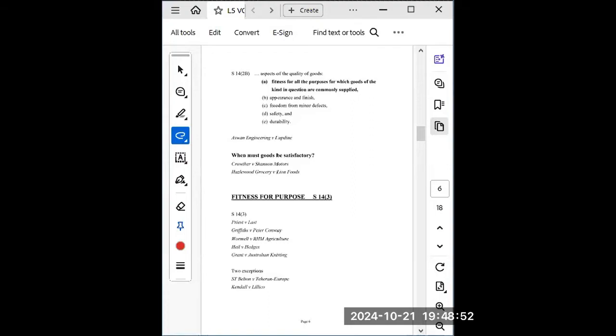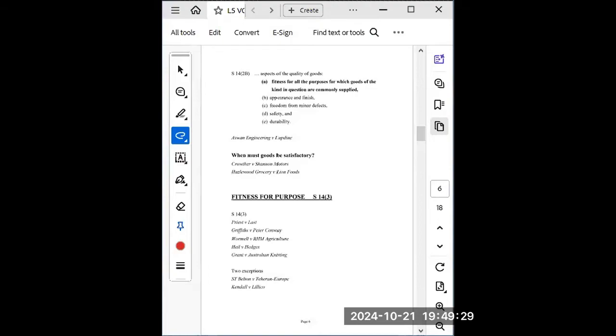The case authority is Teheran-Europe against S.T. Belton. The seller, in this case, sold air compressors to a buyer in Persia. The air compressors were delivered to Persia. The buyer then complained. The buyer said, hey, these air compressors cannot be resold in Persia because of local safety regulations. The buyer said he'd made his purpose known to the seller because he asked the seller for the goods to be delivered in Persia.